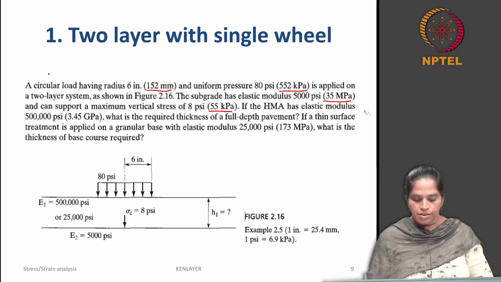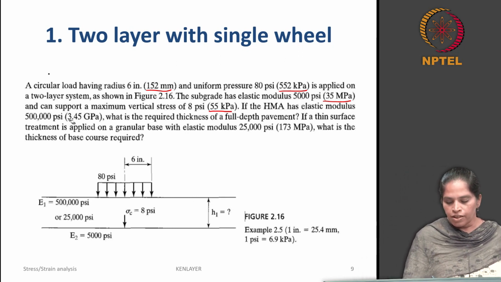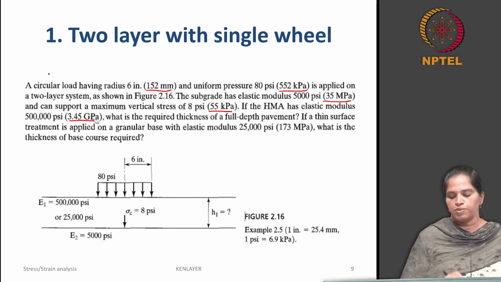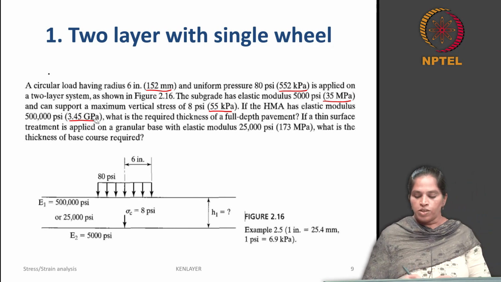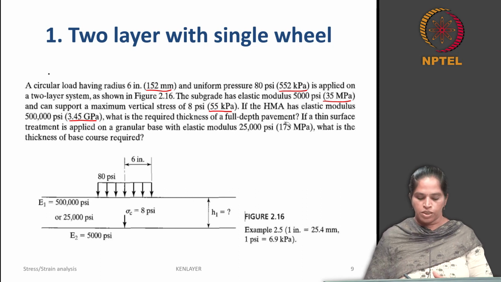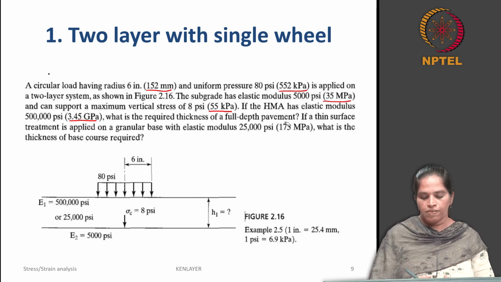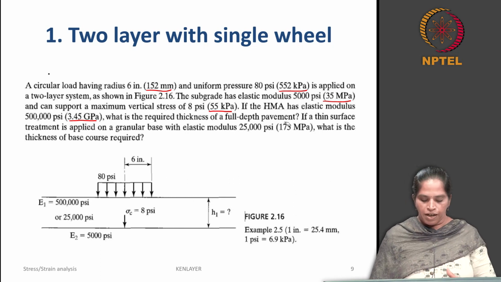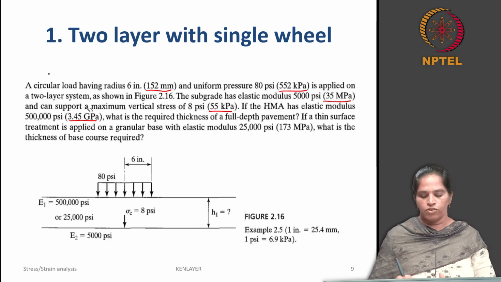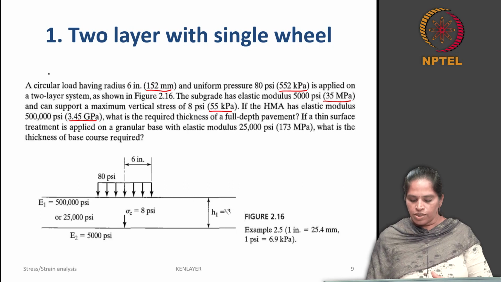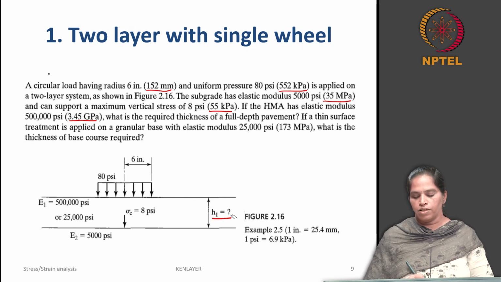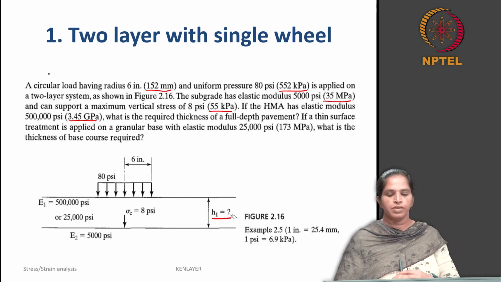If HMA has an elastic modulus of 3.45 gigapascal, what is the required thickness of full depth pavement? This is the first part of the question. So, above a subgrade, you have a HMA layer. The HMA layer has a modulus of 3.45 gigapascal. Now, what is the thickness of the top layer required?